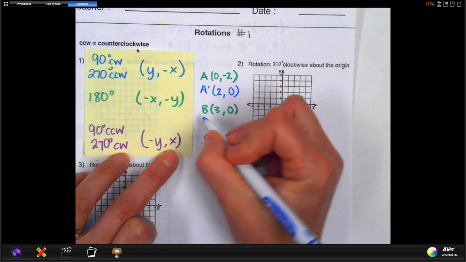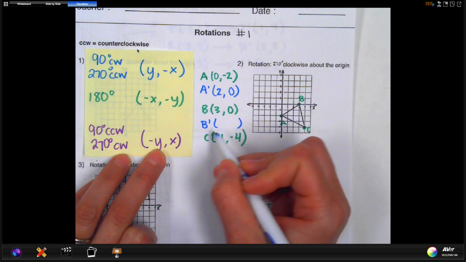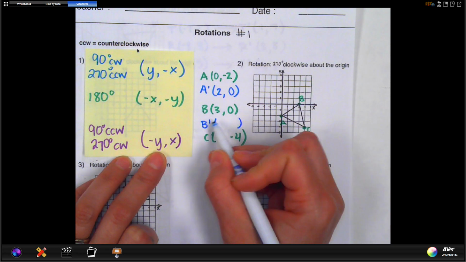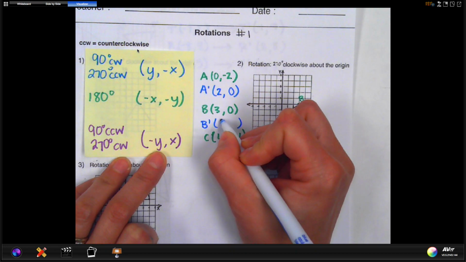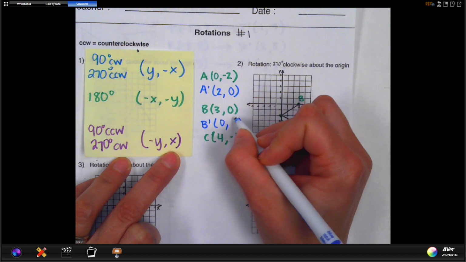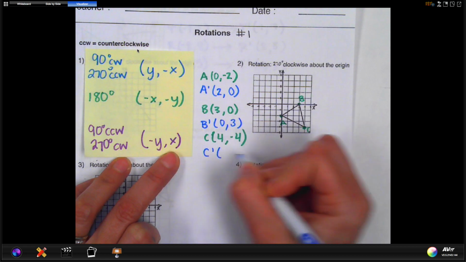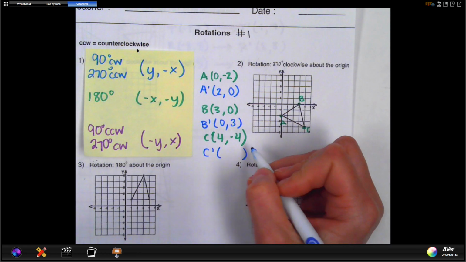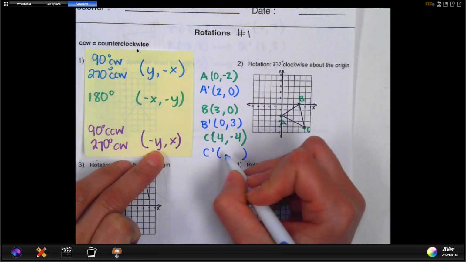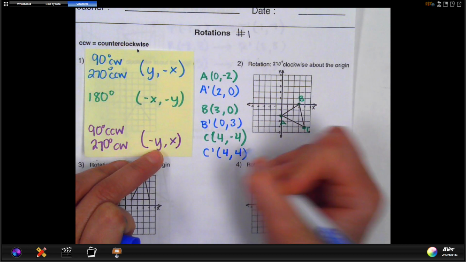All right, let's do B prime. Again, the y value has to come first and become opposite. Well, 0, there is not really an opposite of 0, so we keep it 0. And then our x value is second, so we're going to make 3 our second value. And finally, C prime. We're going to switch them. So -4 technically comes first, but we have to make it opposite, so that's +4. And then the +4 comes second.